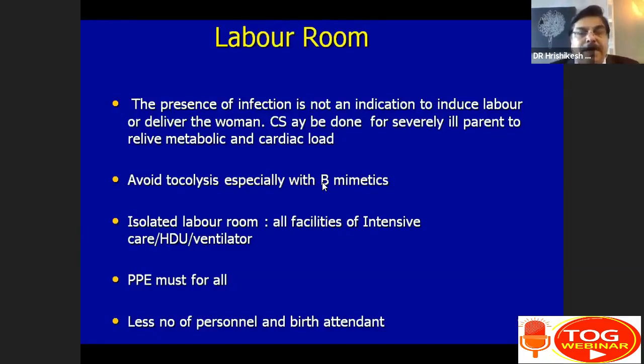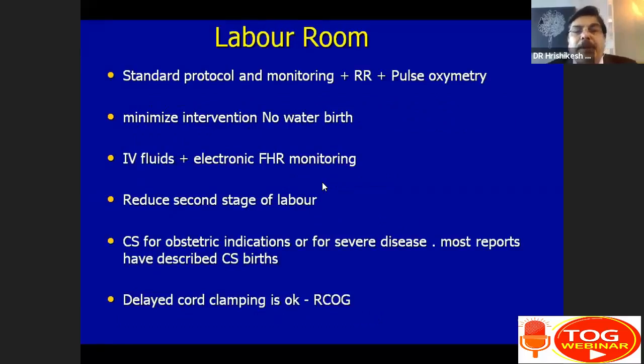All facilities of intensive care like HDU, our favorite, our president, Dr. Alpesh, has always said that HDUs should be available, and this disease underlines the need for HDUs. Ventilators should be there. PPE must be there for all, and there should be fewer personnel and birth attendants in the room. Standard protocol and monitoring such as respiratory rate and pulse oximetry should be there. There should be minimum intervention. There should be no water birth. IV fluids and electronic fetal heartbeat monitoring should be done.